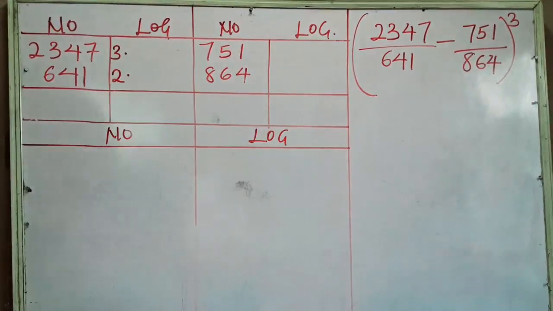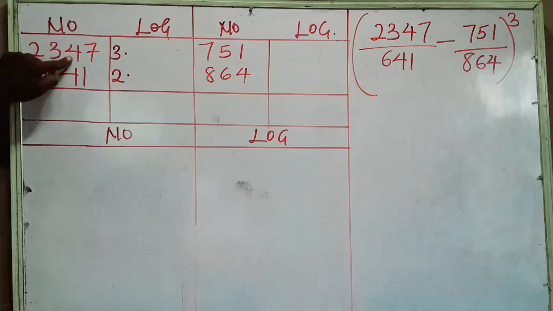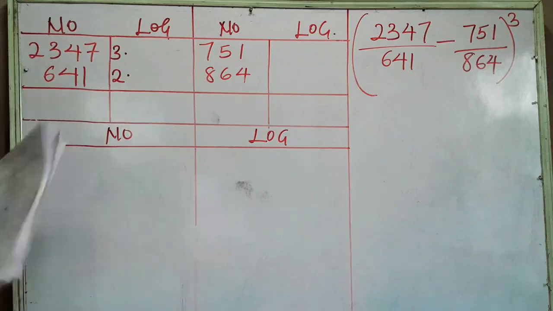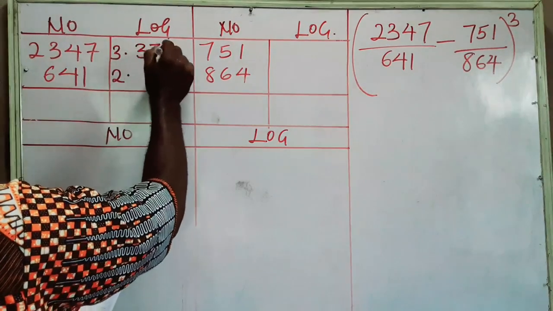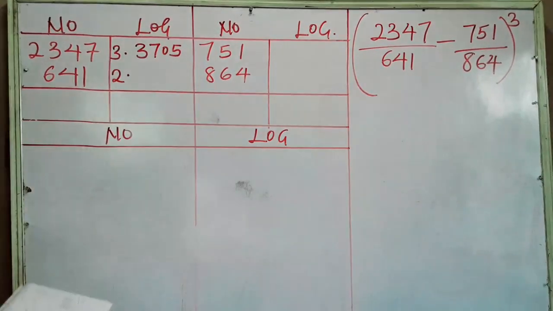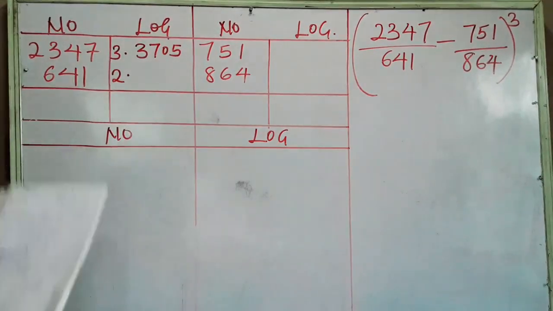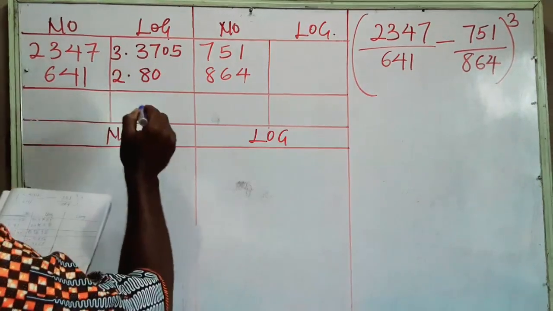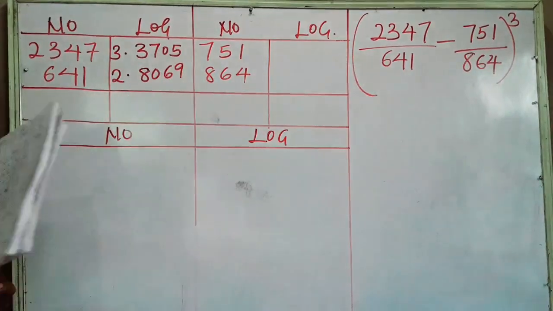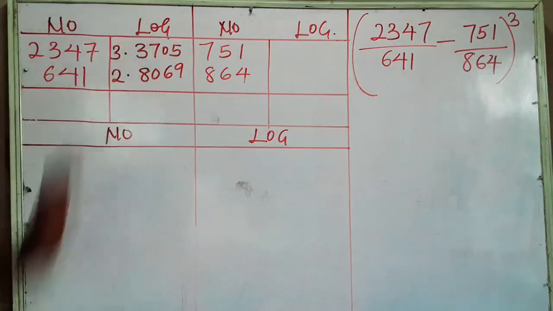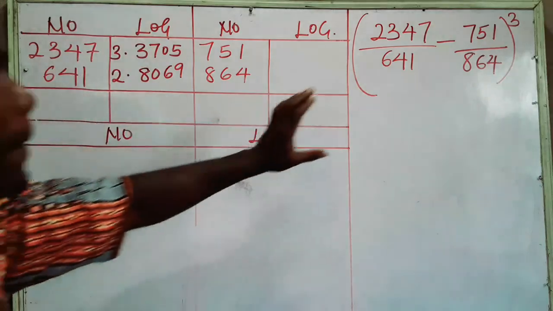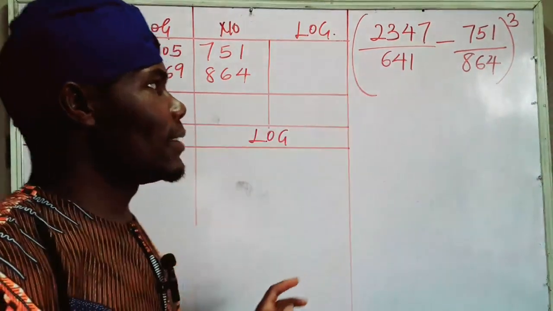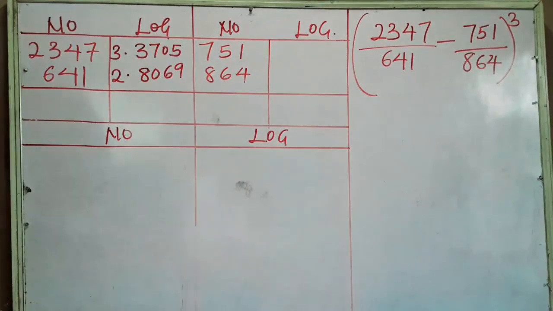So now let's find the logarithm of 23 under 4 different 7. The logarithm of 23 under 4 different 7 will give us 3705. So now at the same time, the logarithm of 64 under 1 will give us 8069. So now, these are the two logarithms. Because this is dividing this, so automatically you have to subtract with the laws of logarithm. So the first thing we're going to do now is this.